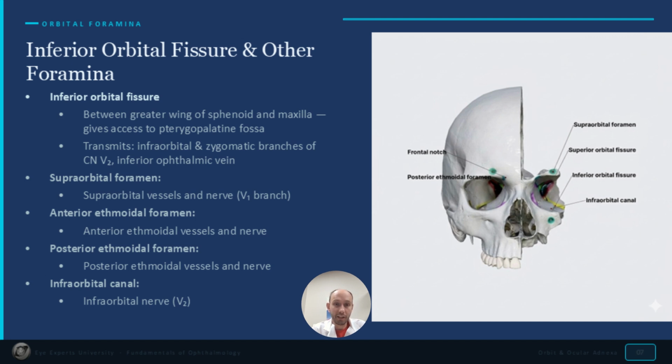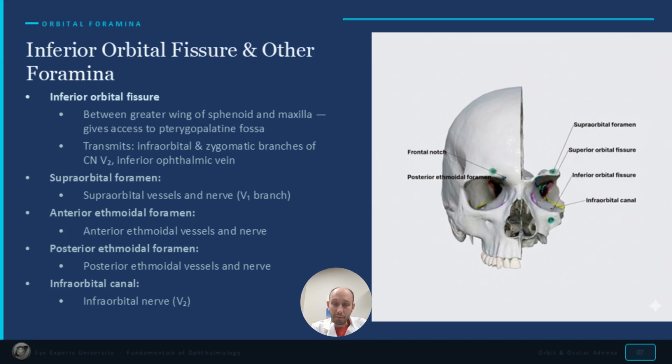This transmits the infraorbital nerve, the most important part, some zygomatic branches of the V2, and the inferior ophthalmic vein, which comes out of the superior but then travels over the inferior fissure. So this is the bundle that gets torn when there's an orbital floor fracture, which causes bleeding and damage to the respective sensory nerves. Now let's talk about the foramina.